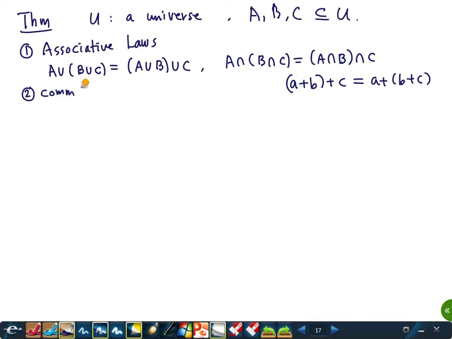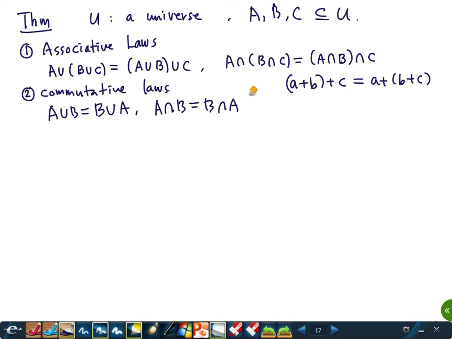Commutative law. A union B equals B union A. Also, A intersect B equals B intersect A. Try to compare these with the usual addition or multiplication or anything that you are already familiar with.